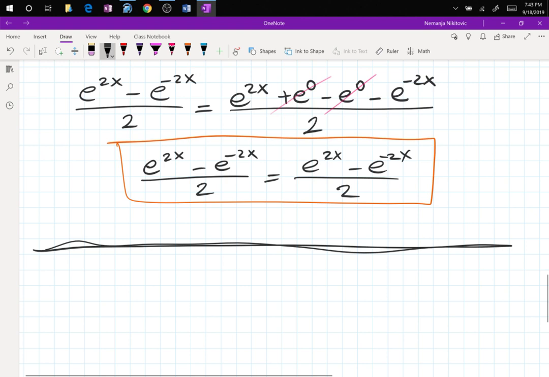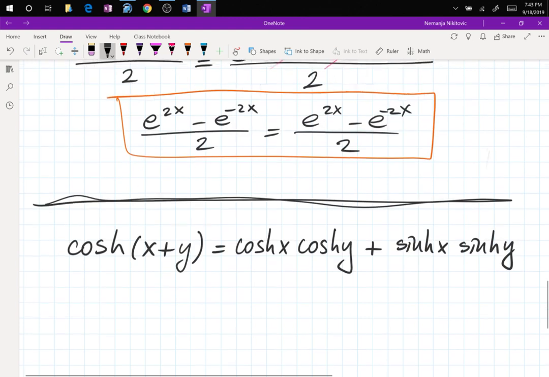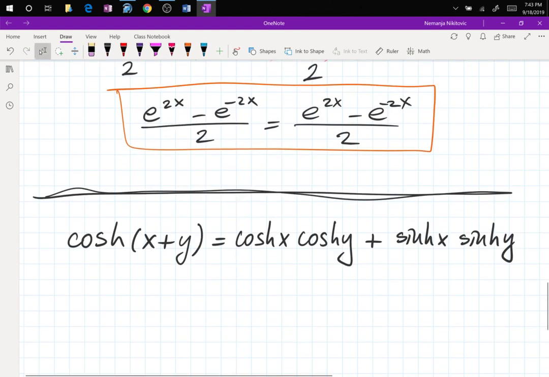Start a new notebook. Cosine hyperbolic of x plus y is equal to cosine hyperbolic x cosine hyperbolic y plus sine hyperbolic x sine hyperbolic y. We need to replace all 5 of these with e's and then do a whole bunch of foiling and combine like terms, and hopefully we'll be done at the end.